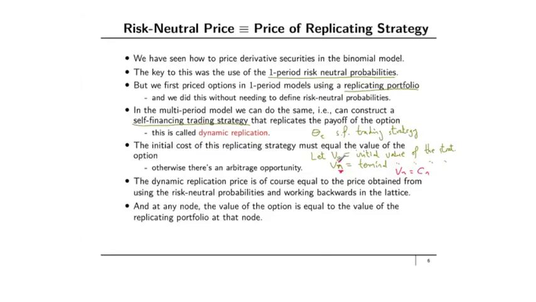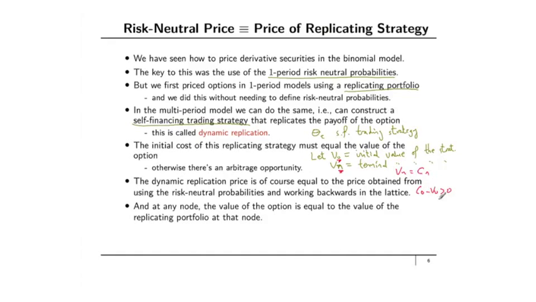Otherwise, there would be an arbitrage strategy. For example, if V0 was less than C0, you could buy V0, buy the self-financing trading strategy at time 0, and sell the option at time 0, so you would make money for nothing. You would get C0 minus V0, which is greater than 0. And then at maturity at time n, Vn would be equal to Cn, so the cash flows would cancel each other out at time n, and that would be an arbitrage.